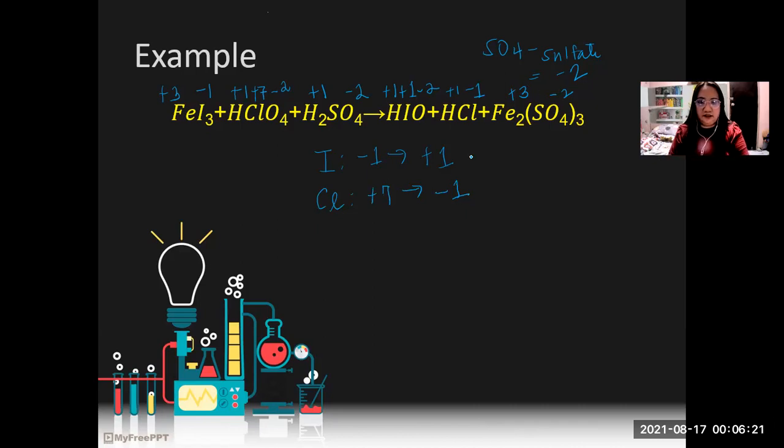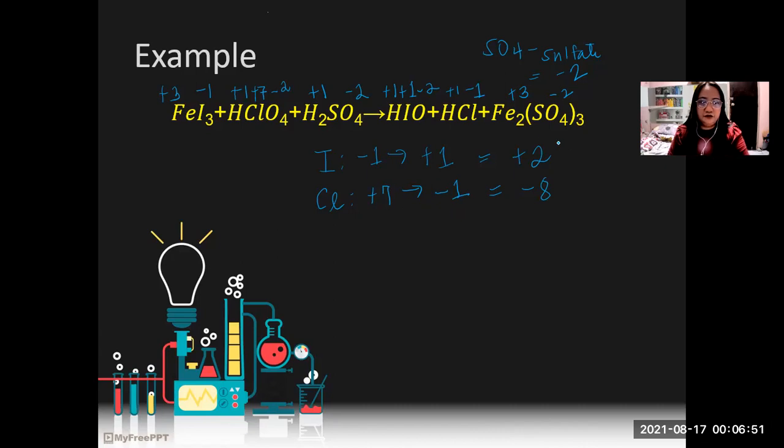So let's identify the change from negative 1 to positive 1. So what is the change? That's actually a positive 2, right? Because from negative 1 to positive 1, that's a positive 2. What about plus 7 to negative 1? That's actually a negative 8, because plus 7 to negative 1 is a change of negative 8.